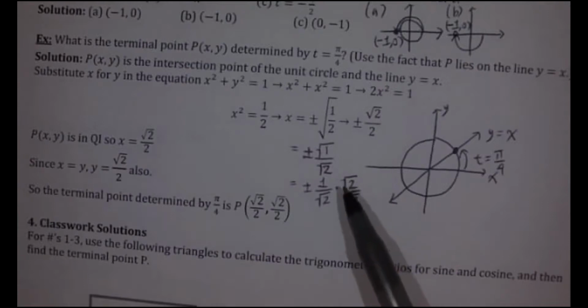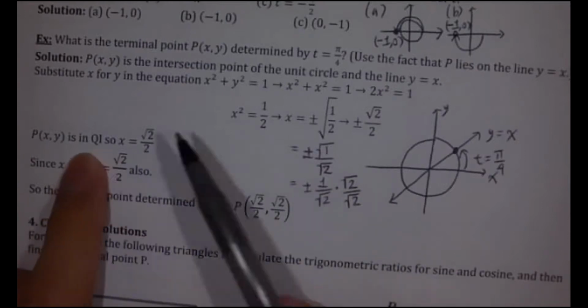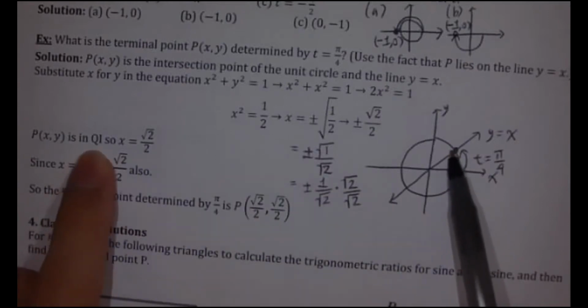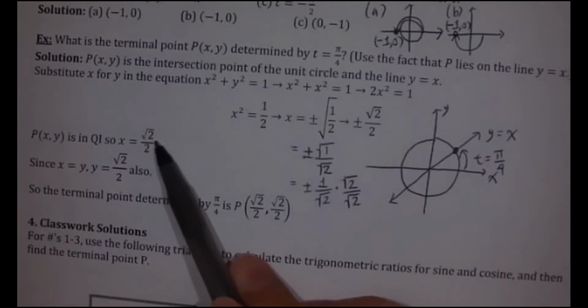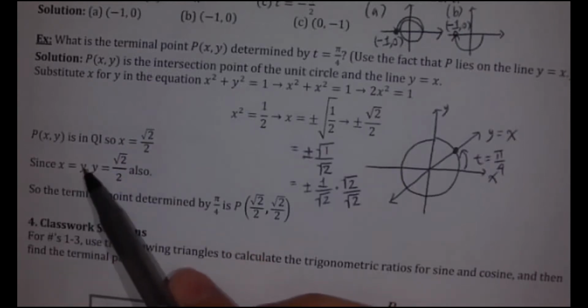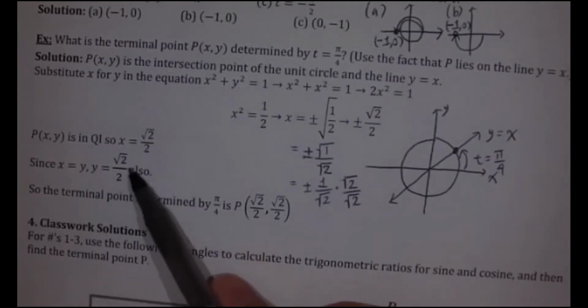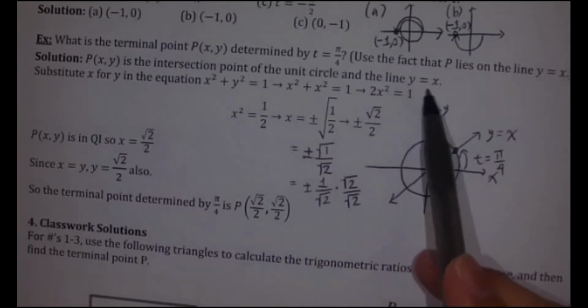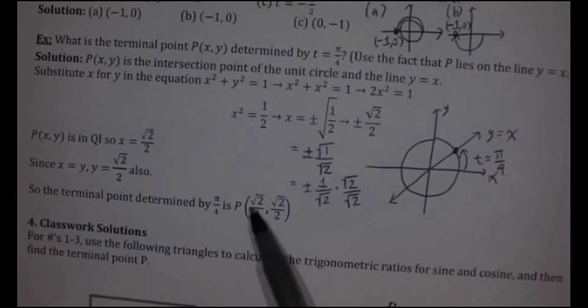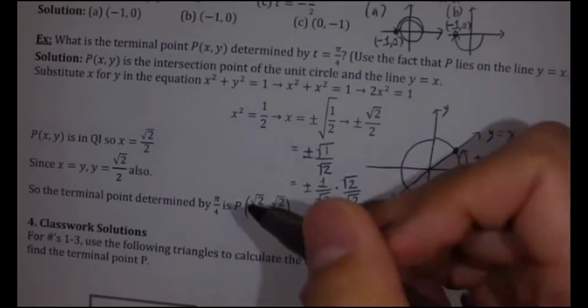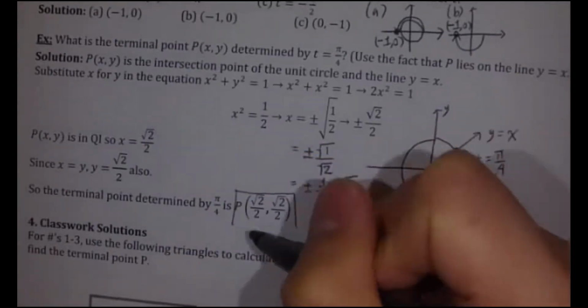Now we have to determine whether it's positive or negative, but we know that this point, as you can see from the diagram, is in quadrant 1, right? So quadrant 1. So it's going to be positive root 2 over 2, and x equals y has that same value. Okay, so we know x is y, right? So same value. So therefore, our final answer is going to be root 2 over 2, root 2 over 2. Okay, that's our final answer.